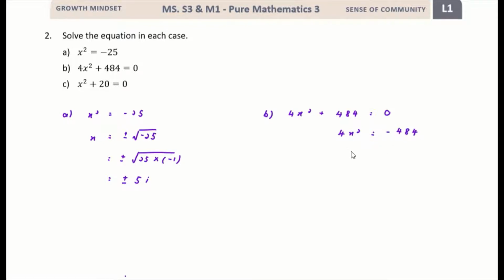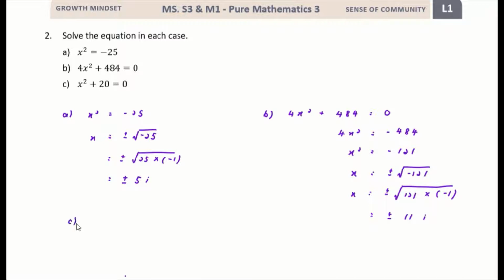Same thing, divide by 4. So x squared will be equal to negative 121. When I bring this over, then I'll be able to solve it. If you are not familiar yet, it will be good that you write down this step before you actually transform it to i. So plus minus 11i. Don't forget about the plus minus. It's the same thing as how you solve a square root.